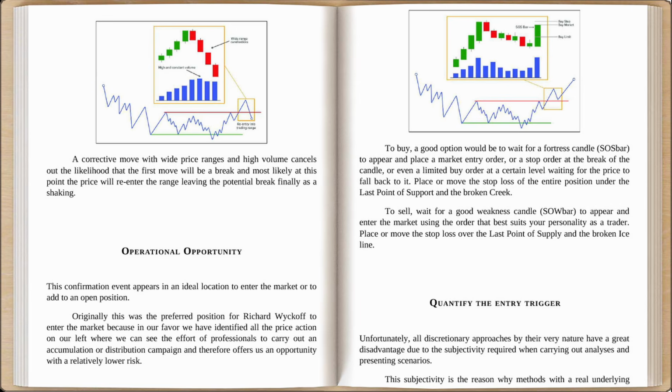To buy, a good option would be to wait for a strength candle, SOS bar, to appear and place a market entry order or a stop order at the break of the candle, or even a limit buy order at a certain level waiting for the price to fall back to it. Place or move the stop loss of the entire position under the last point of support and the broken creek. To sell, wait for a good weakness candle, SOW bar, to appear and enter the market using the order that best suits your personality as a trader. Place or move the stop loss over the last point of supply and the broken ice line.